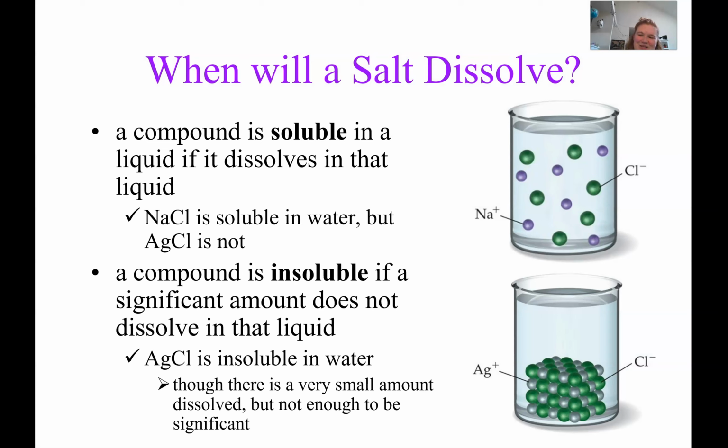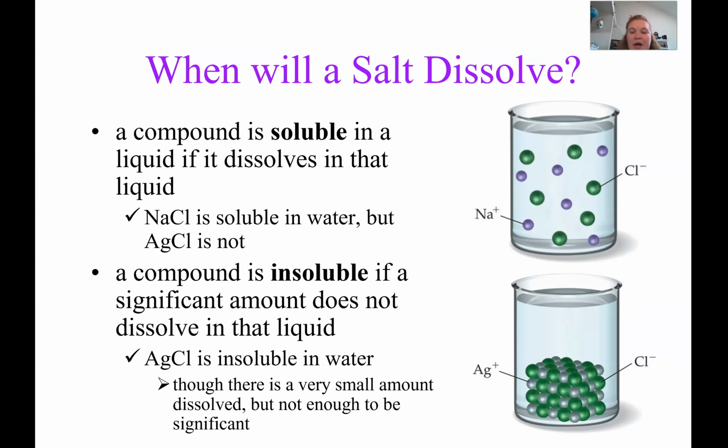So again, here's those couple of words. Soluble is when a compound dissolves in its liquid, and insoluble is when it doesn't. But the question is, how do we know? If we're doing this on paper and we want to be able to predict, will a chemical dissolve or not? Will it be soluble?